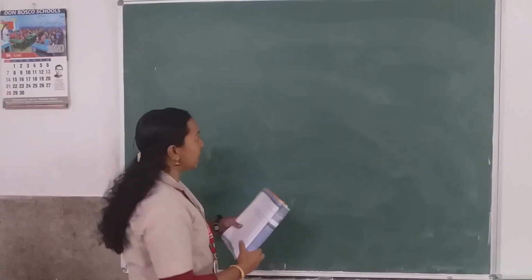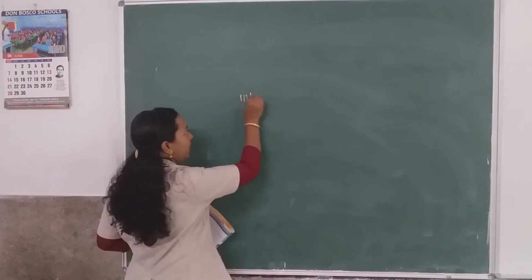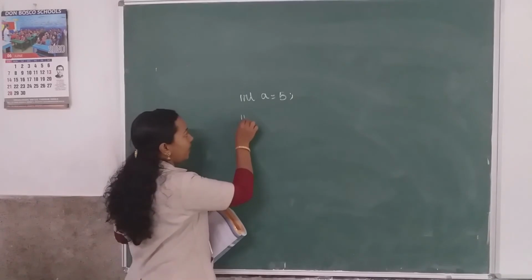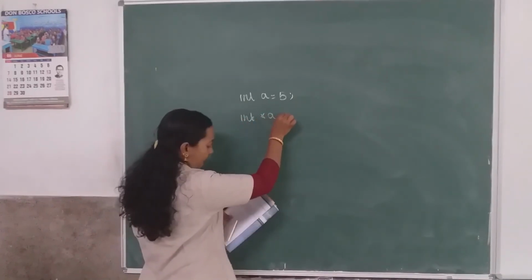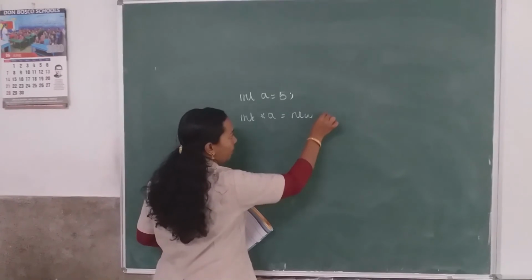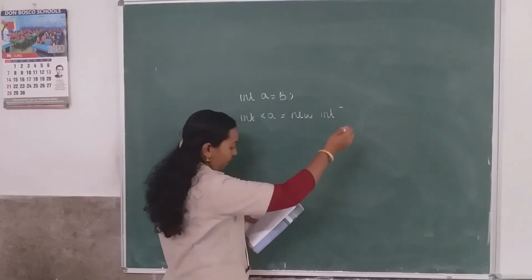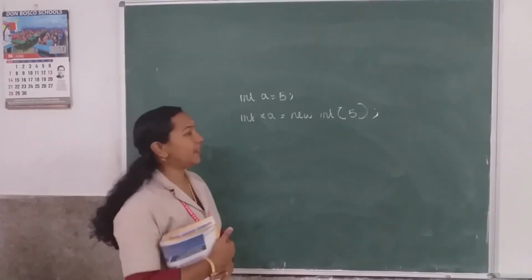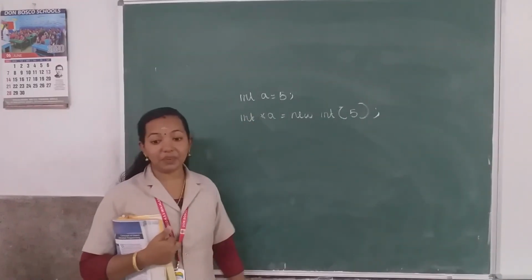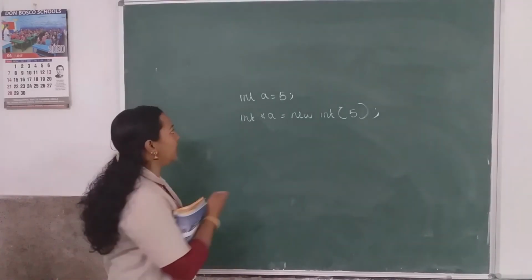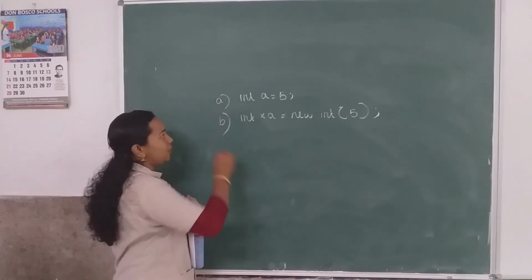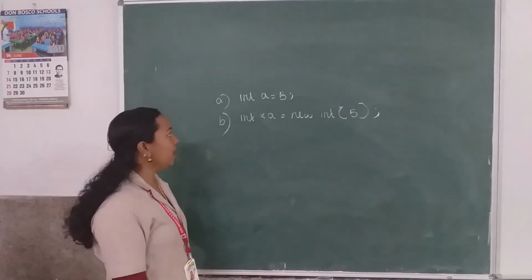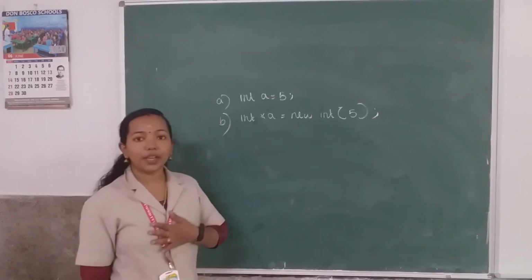Here two statements are available. First one, int a equal to 5. Second one, int star a is equal to new int of 5. Two statements are available. The question is: compare the statements A and B. Two statements are already given. A means int a equal to 5. B, int star a equal to new int of 5.